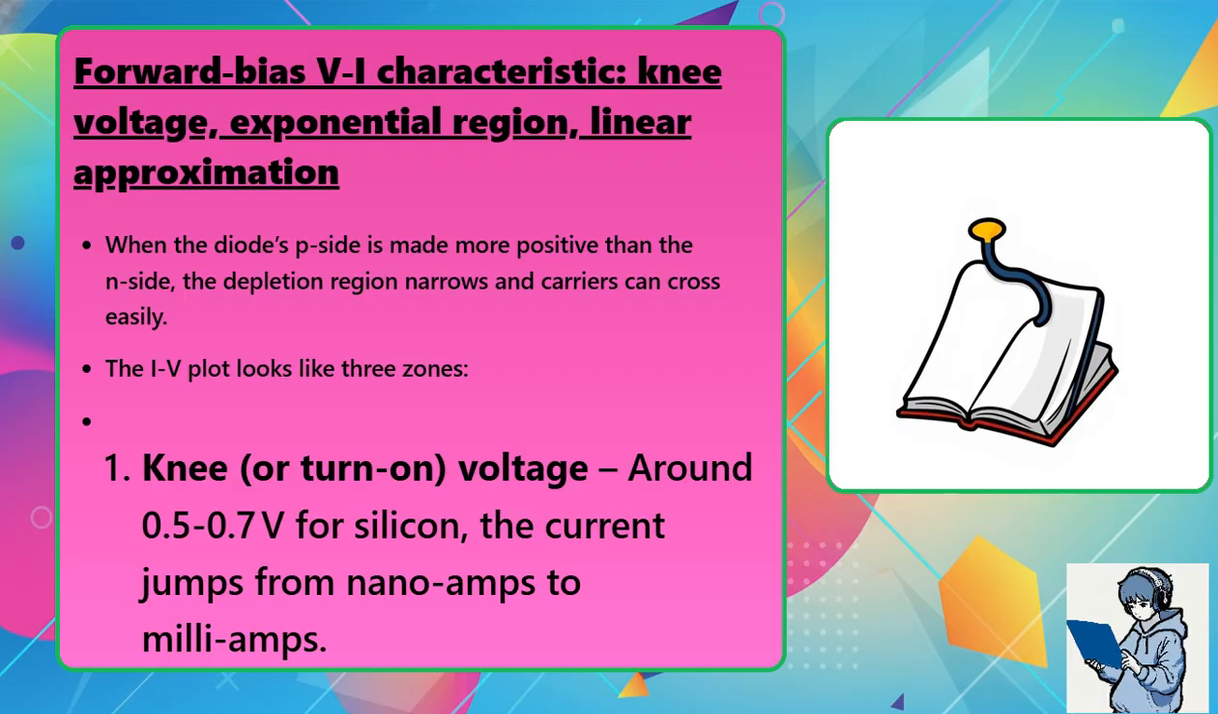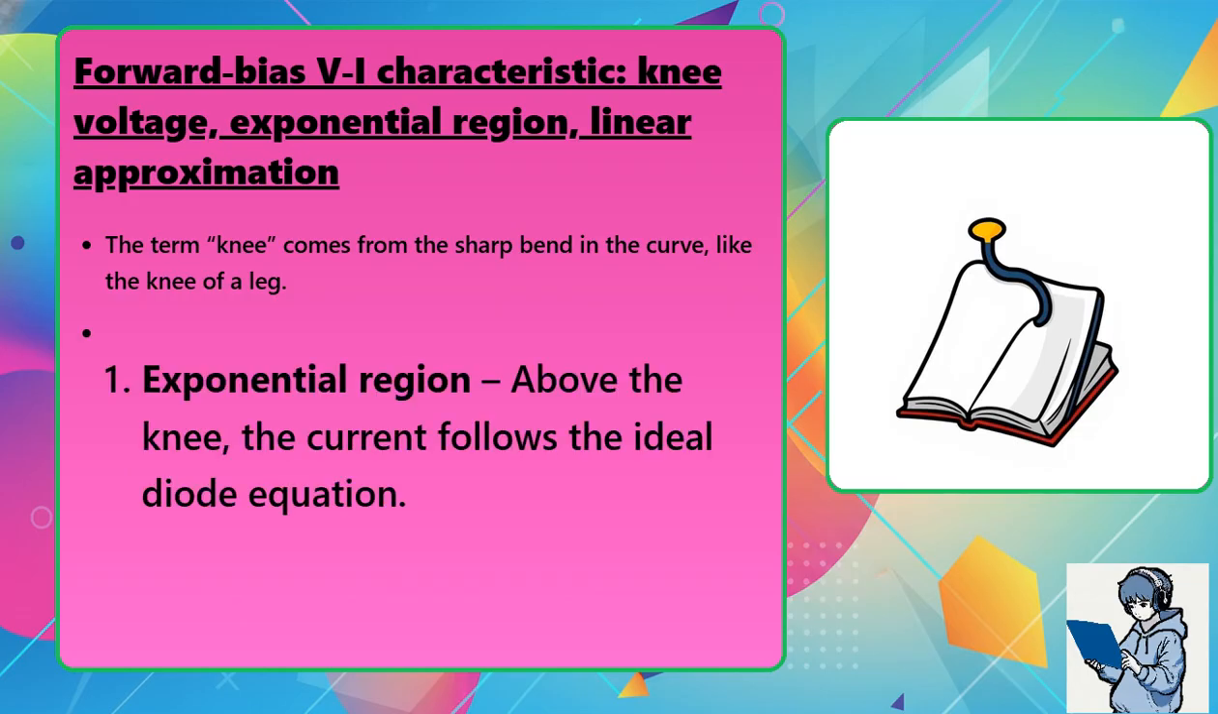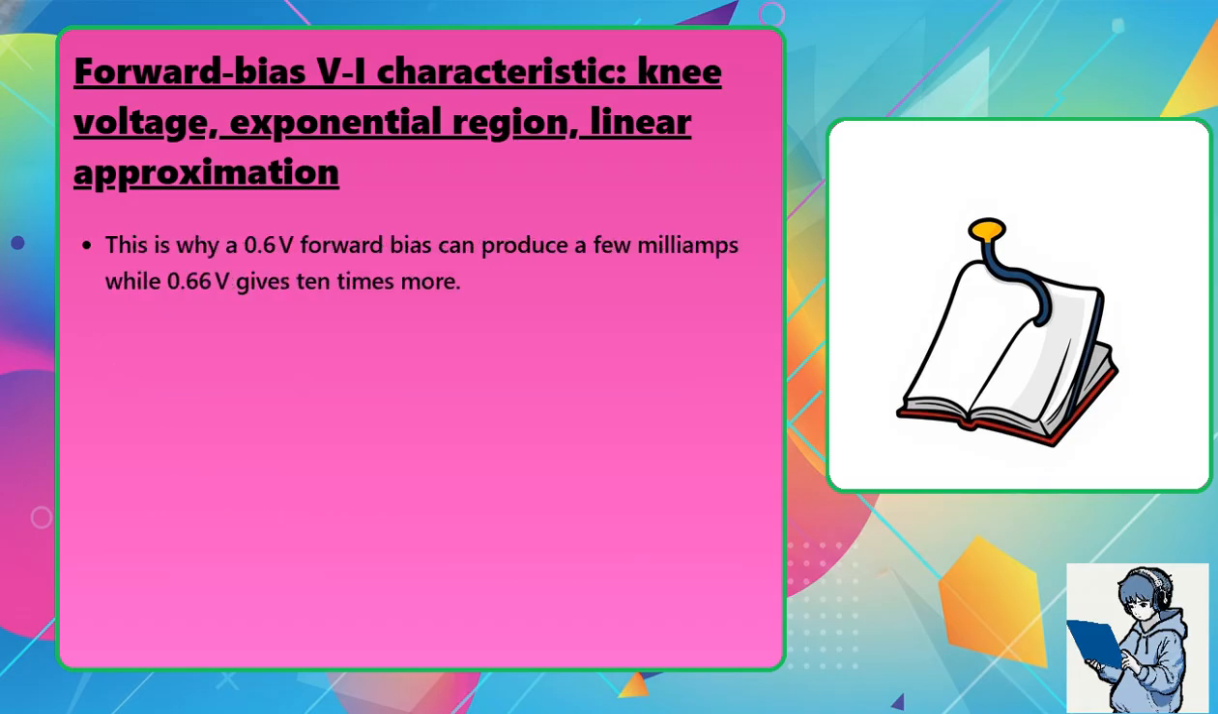One, the knee, also called turn-on voltage, around 0.5 to 0.7 volts for silicon. The current jumps from nanoamps to milliamps. The term knee comes from the sharp bend in the curve, like the knee of a leg. Two, the exponential region. Above the knee, the current follows the ideal diode equation. A small increase of about 60 millivolts, for N approximately 1 at 300 Kelvin, multiplies the current by about 10. This is why 0.6 volts forward bias can produce a few milliamps, while 0.66 volts gives 10 times more.